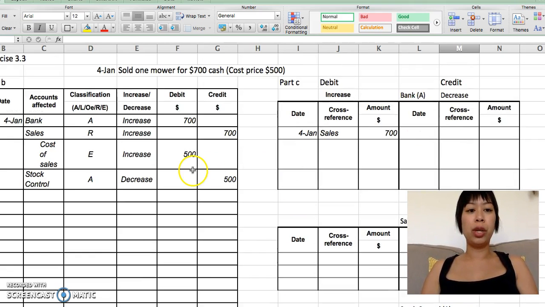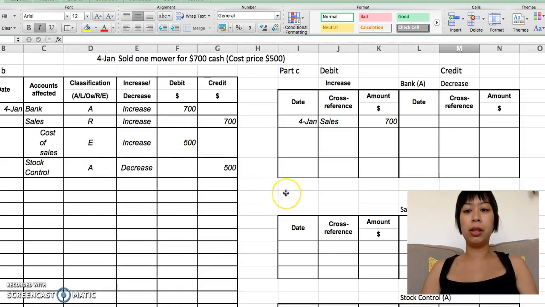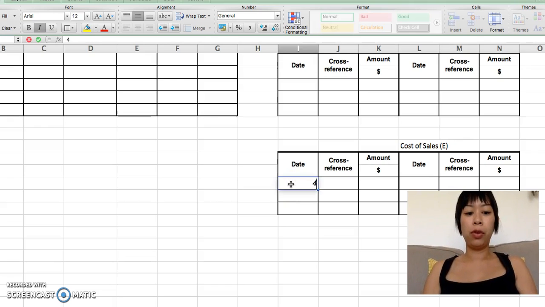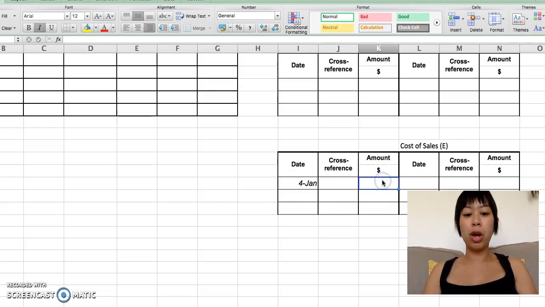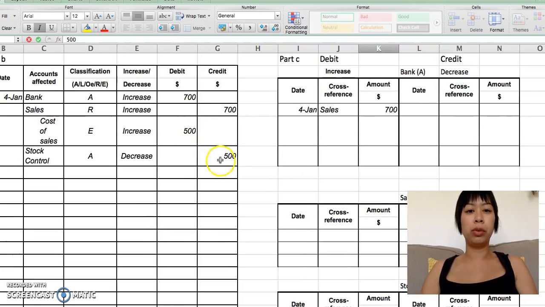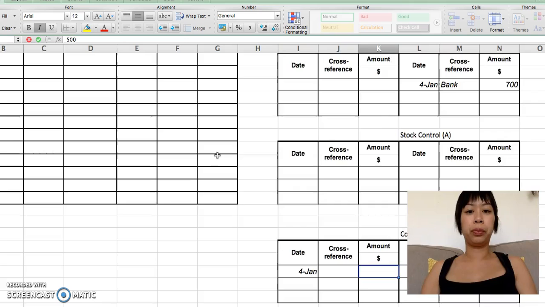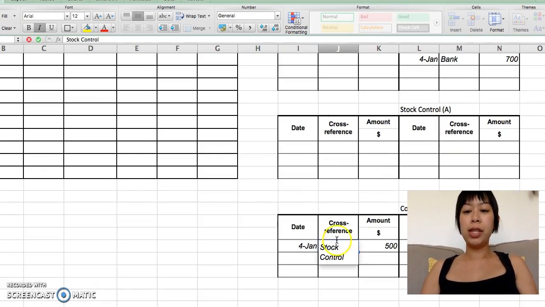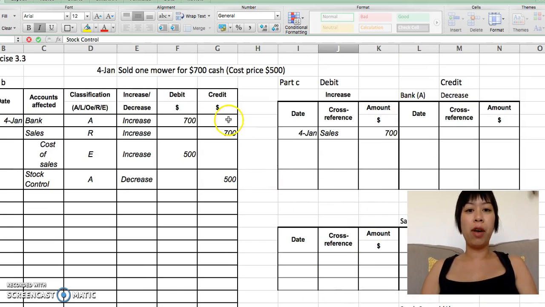We do the other two accounts. Cost of sales expense increase, debit on the left-hand side. So we've got a cost of sales on the left-hand side. 4th of January, the cost price was $500, and it's cross-referenced with stock control. Now that we've done the debit entry, we do the credit entry in stock control, where we credit 500, cross-reference with cost of sales.